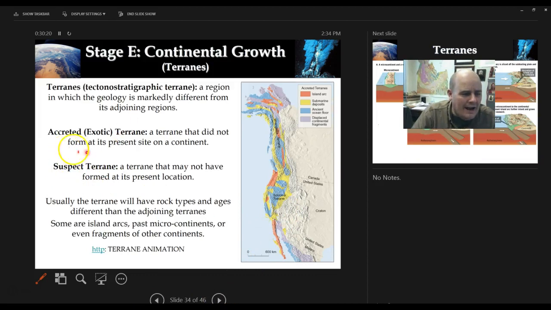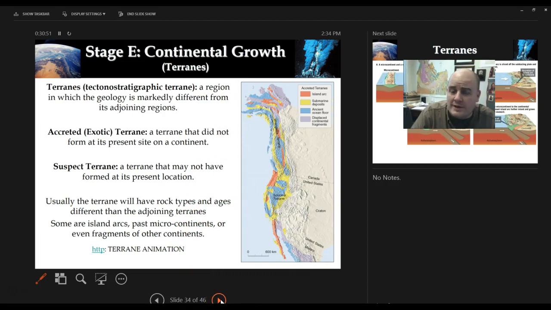When these islands off the coast slam into the coast, they form other parts of the crust, or they get sutured onto the crust. That happened all over North America, especially in the western United States, where all of California, Alaska, all these are old islands that were off the coast that slammed into the coast. Now, I don't care if you understand what an accreted terrain is versus a suspect terrain, but the point is I want you to know what a terrain is, which is a region of geology that's different from the adjoining regions, and they're usually because there were old island arcs off the coast.